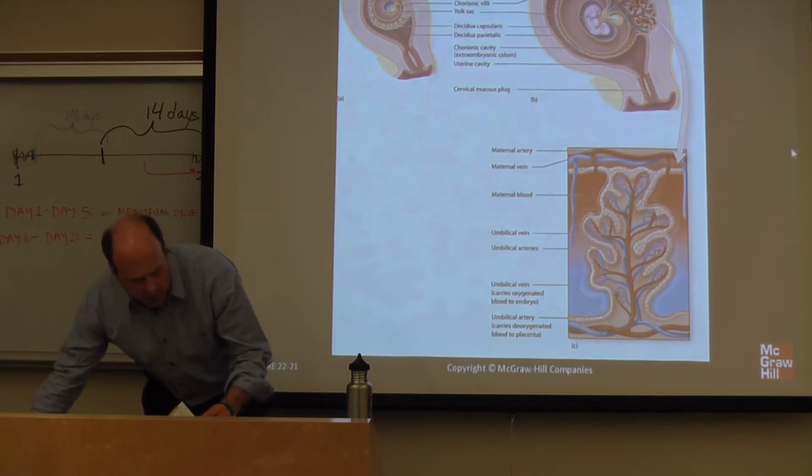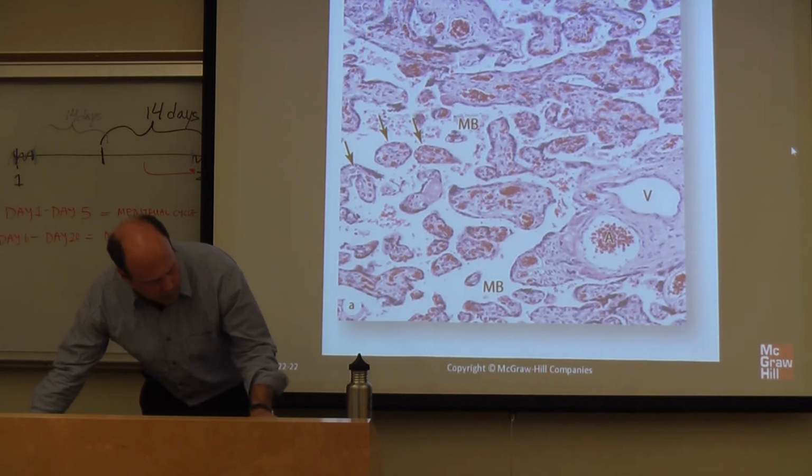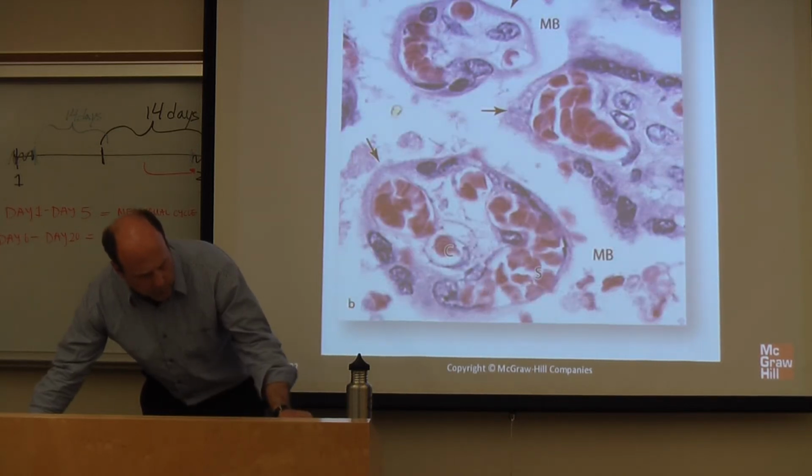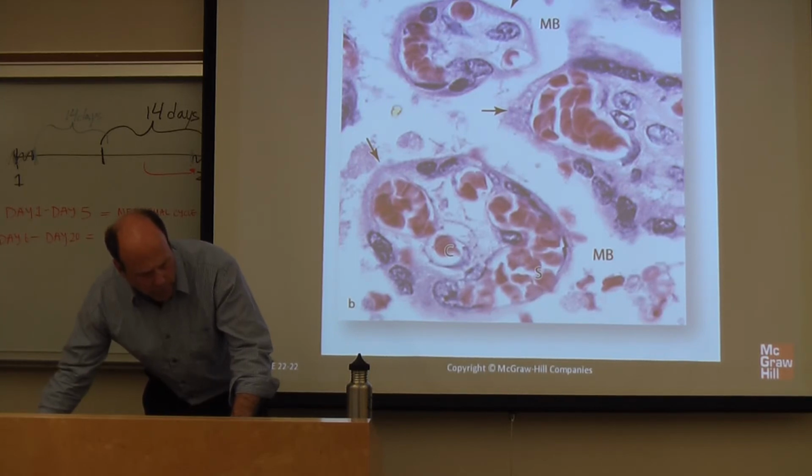What else was there? This is the placenta containing chorionic villi. There's also some fetal blood there. Changes in the cervix.